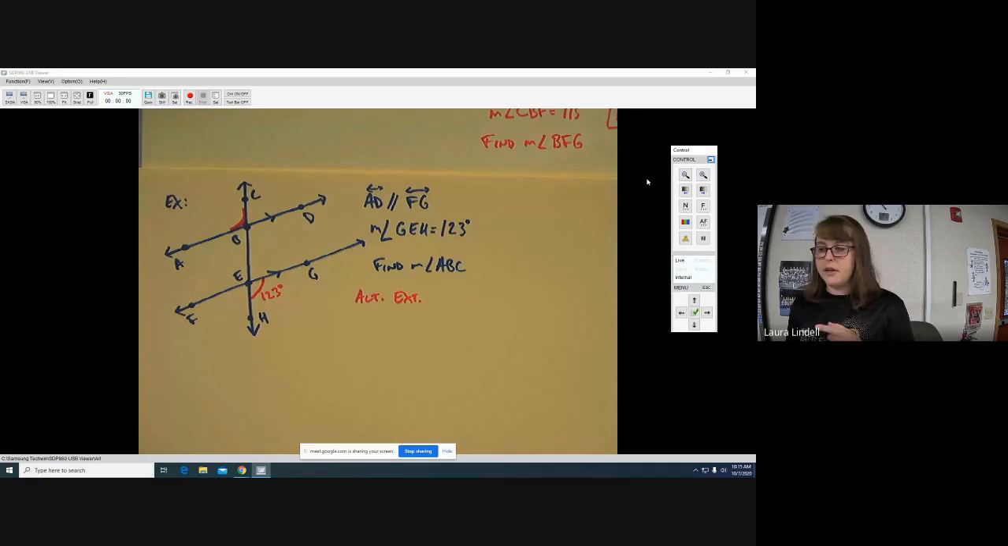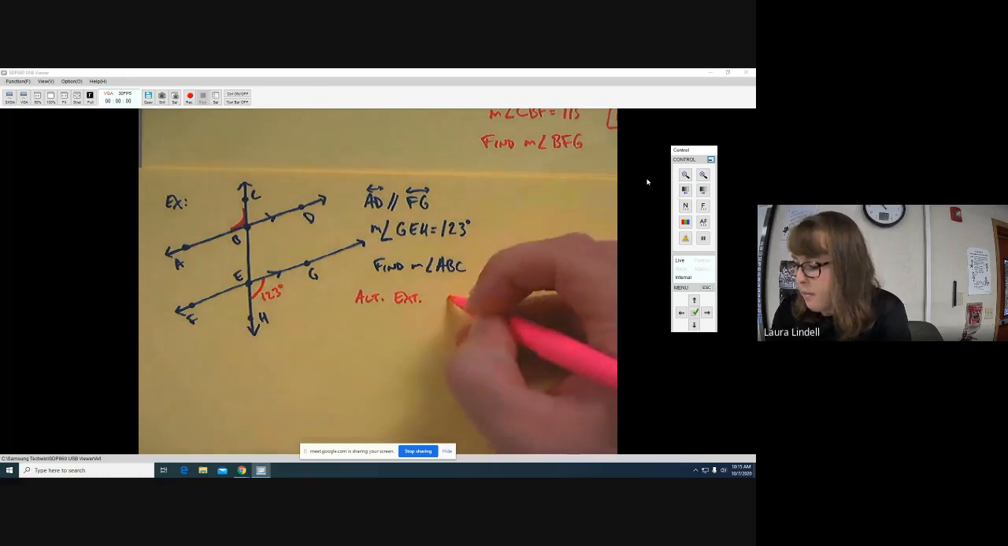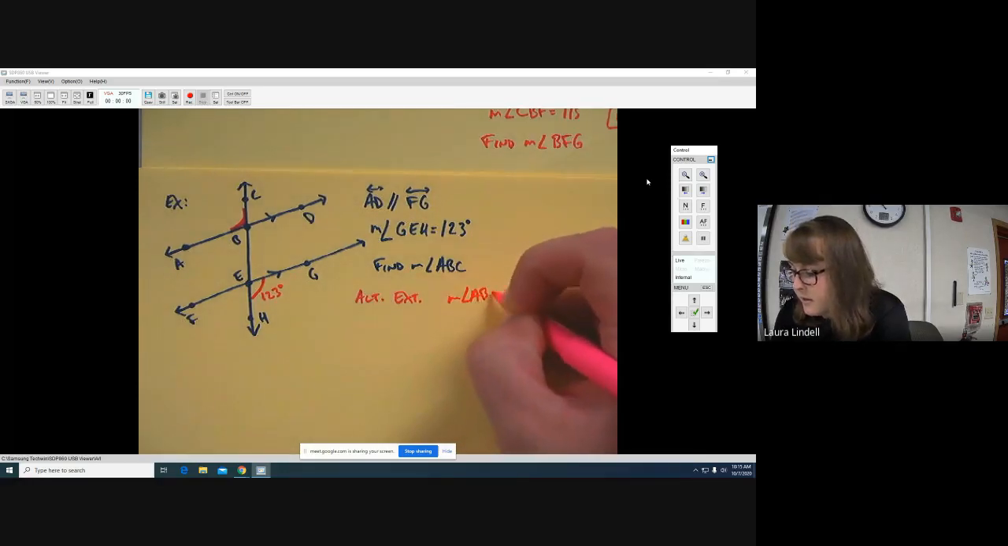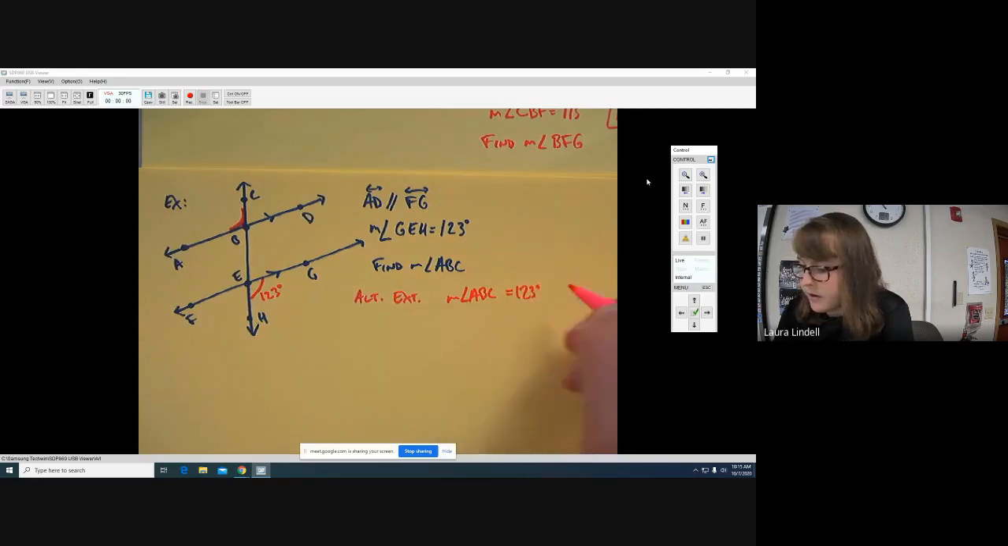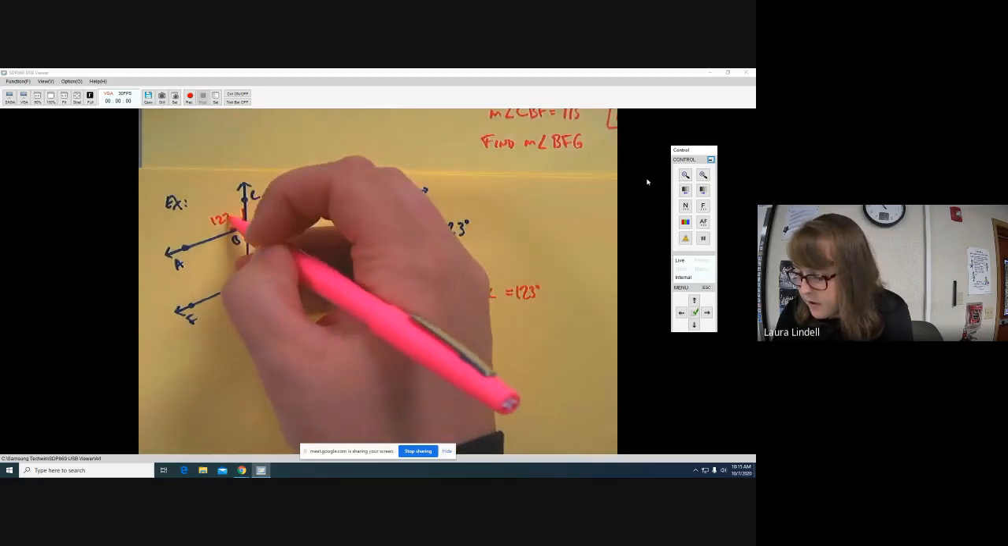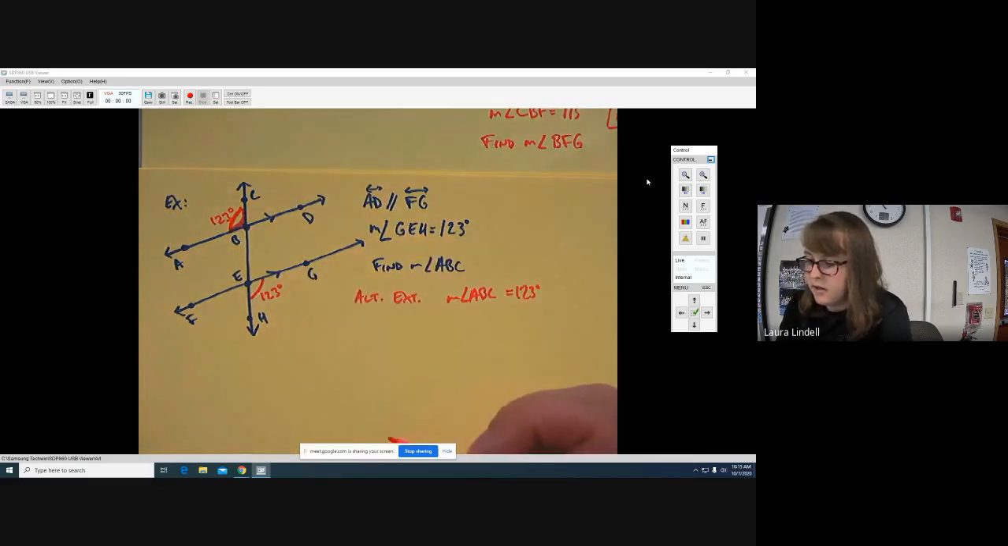Yes, Gavin, they will be congruent. If you look back up at the notes where it says alternate exterior, it says that those angles are equal, they are congruent. So since they're congruent, measure of angle ABC is the same as measure of angle GEH, so it's also 123 degrees. So these ones are the same.